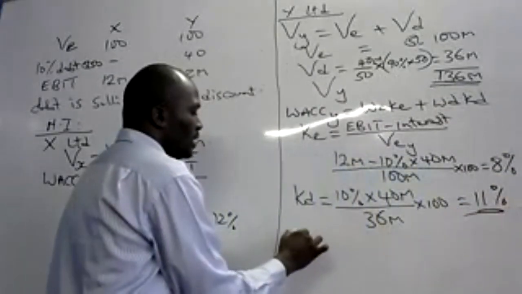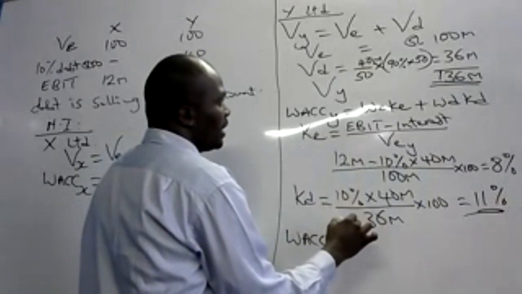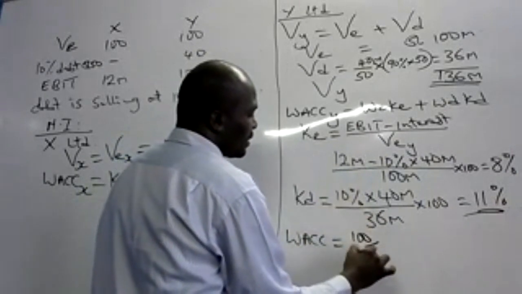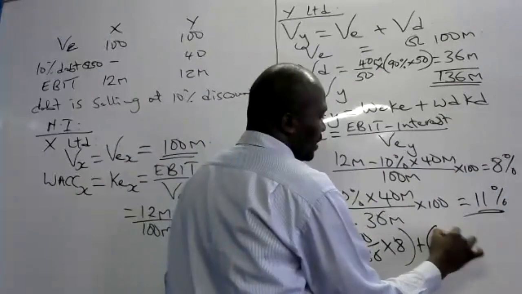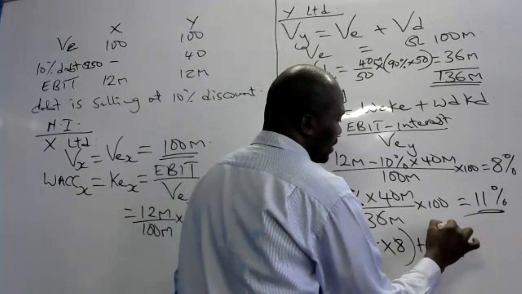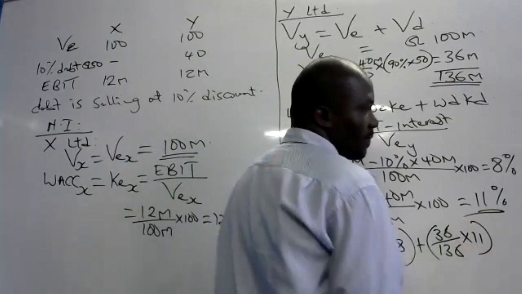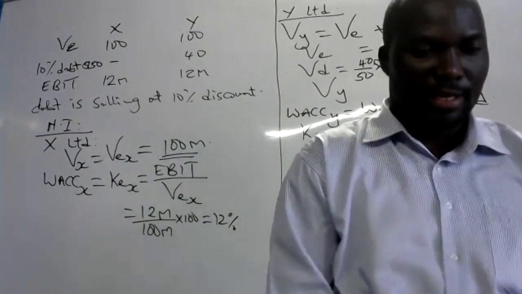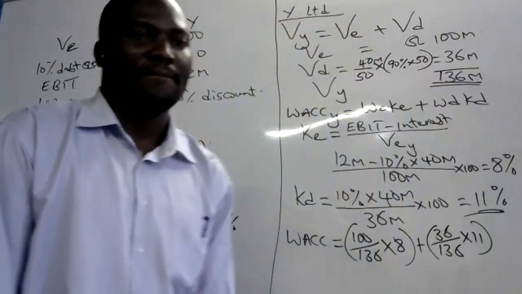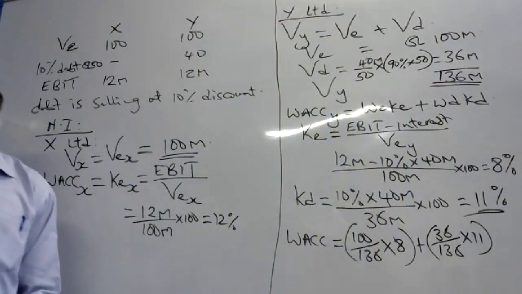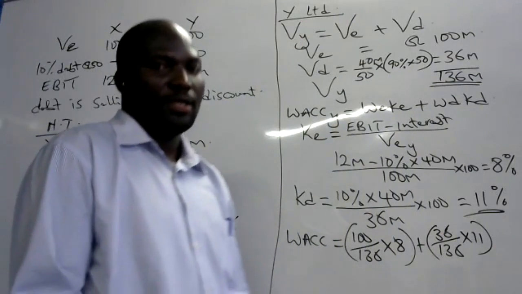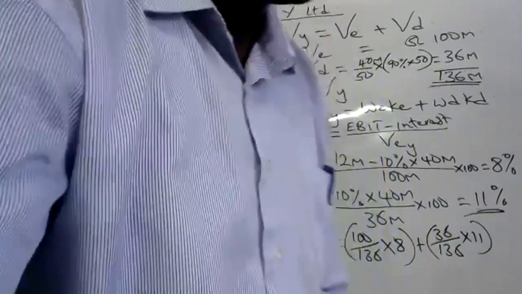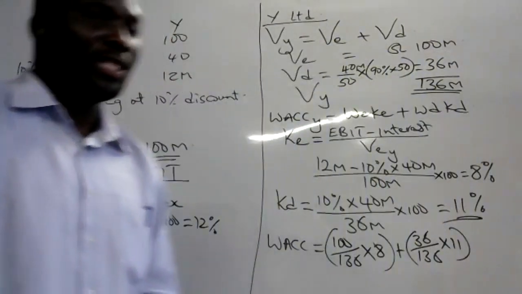So therefore, the WACC becomes the weight of equity, 100 over 136 times the KE of 8, plus the weight of debt, 36 over 136 times the KD of how much? KD 11. Very nice.